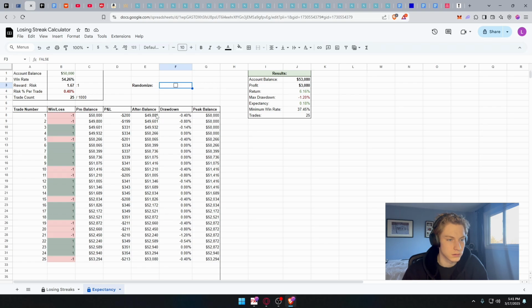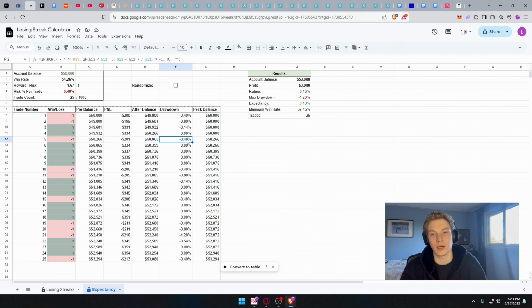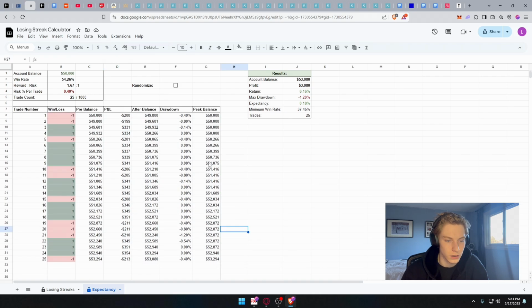Let's see. Maybe, oh, okay, never mind. The drawdown is, I guess, how much you went into drawdown during the trade. I don't know how that works anyways, but you can see the P&L. You can see your balance go up over time, right?